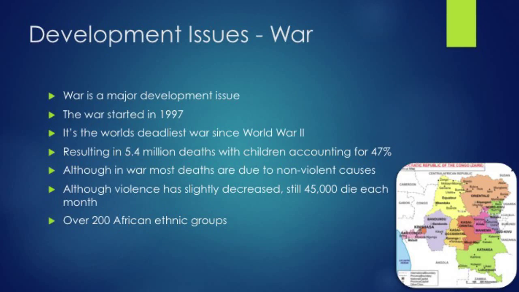War is a major development issue for the Democratic Republic of the Congo. First off, the war first started in 1997. It is the world's deadliest war since World War II. It has resulted in 5.4 million deaths, with children accounting for 47% of those. Although most of these deaths are not due to war causes, they are actually due to nonviolent causes, such as various diseases that are apparent in the country. Although violence has slightly decreased, still 45,000 people die each month.